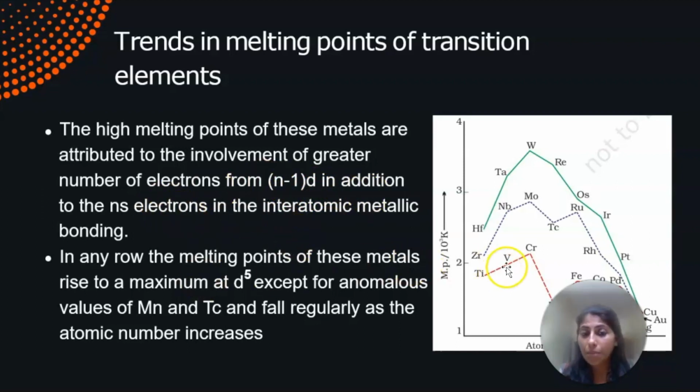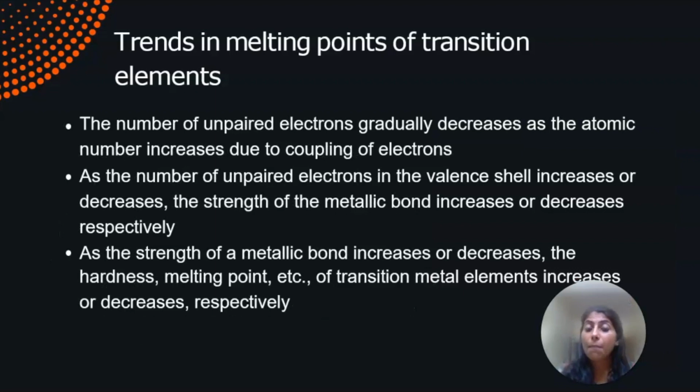In any row, the melting point of these elements rises to a maximum at d5, except for the anomalous manganese and technetium here, and falls regularly as the atomic number increases. As the number of unpaired electrons in the d orbital increases, the strength of the interatomic metal-metal bonding increases, and hence the hardness and melting point also increase. After d5, the number of unpaired electrons decreases and the strength of the metallic bond decreases, and hence the melting point and hardness also decrease.